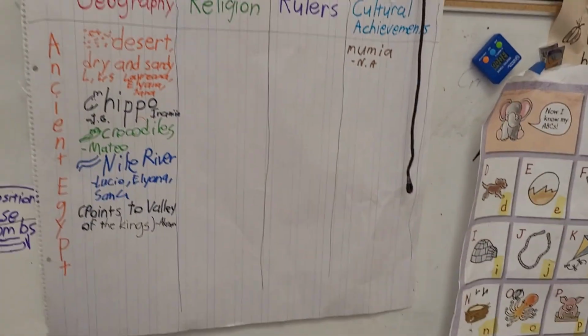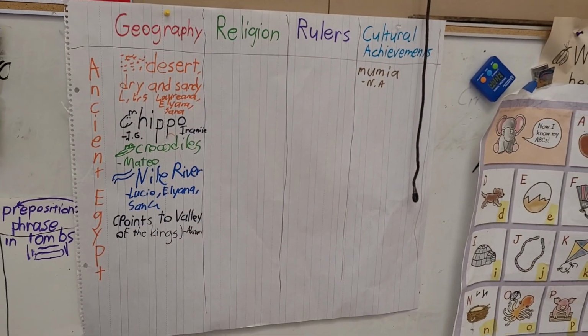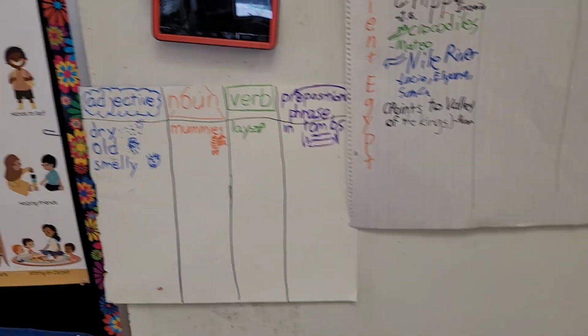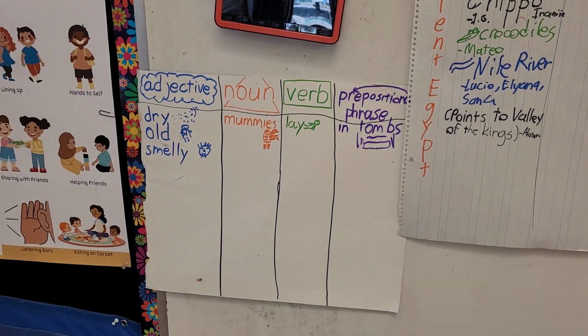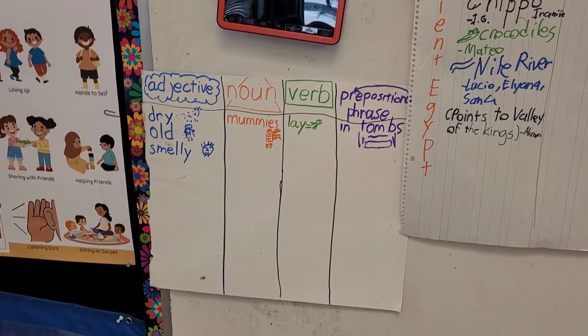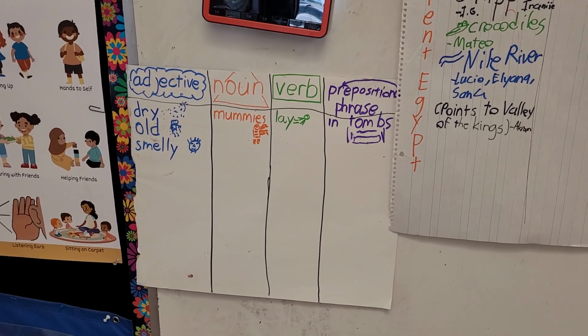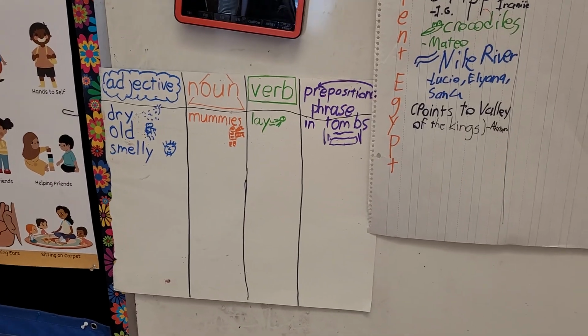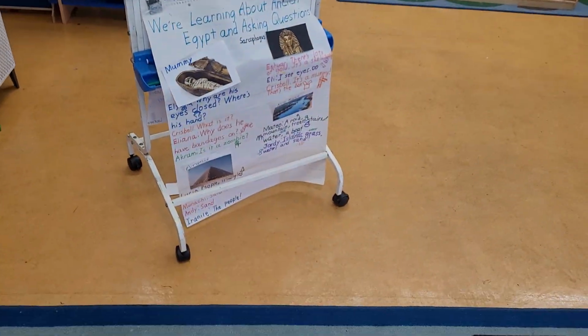This is a process grid where they're talking about what they learned recently about ancient Egypt. This is a sentence patterning chart where they make up a little poem using different parts of speech. Also ancient Egypt themed. That's what we're learning about right now.